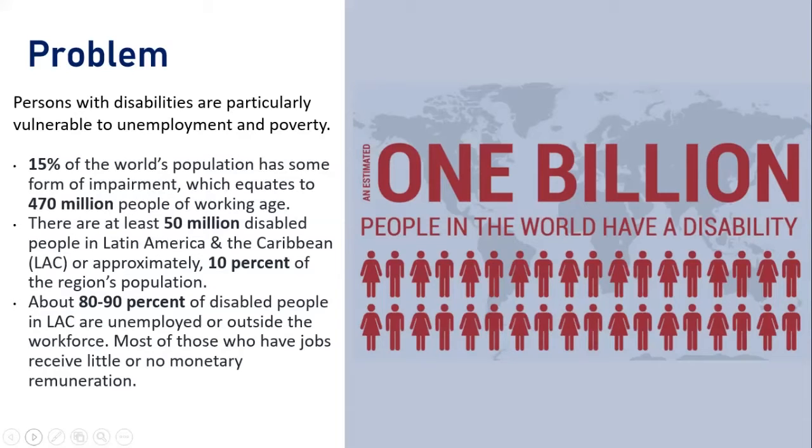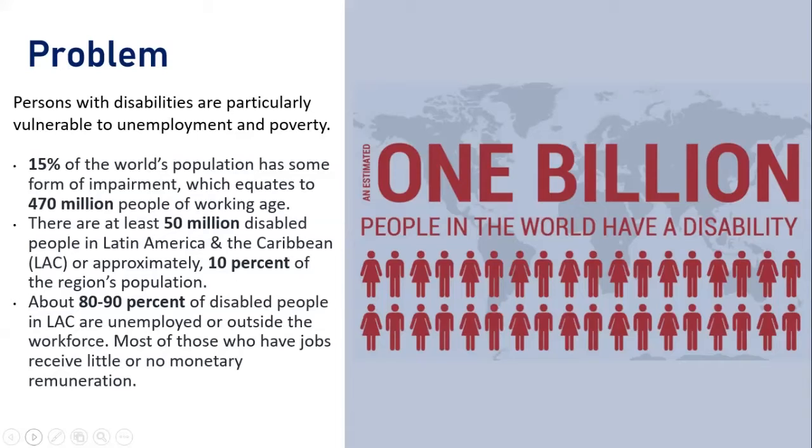And this leaves them particularly vulnerable to unemployment and poverty, because if they can't access the information that they need, then they're not going to be able to access the opportunities that come with being able to use the internet and other ICTs.